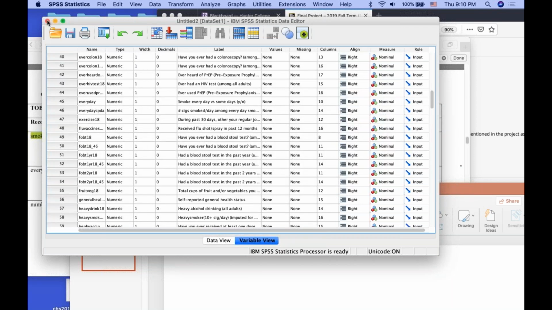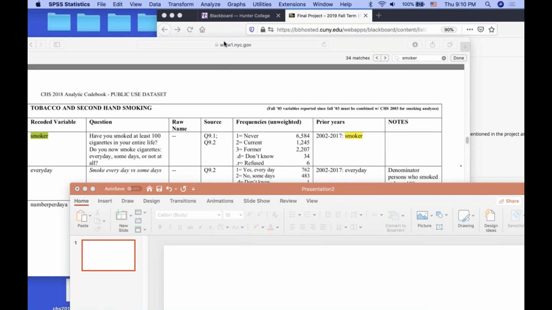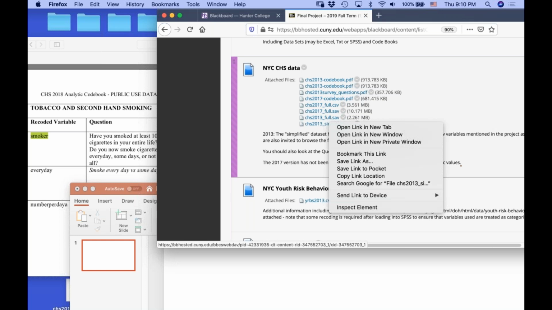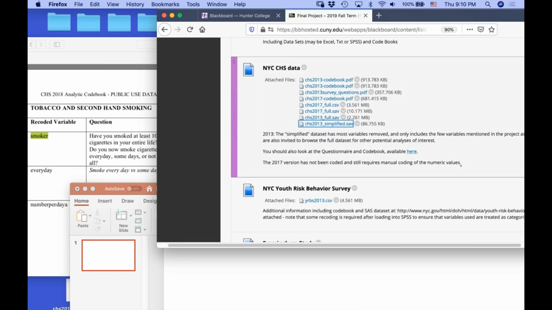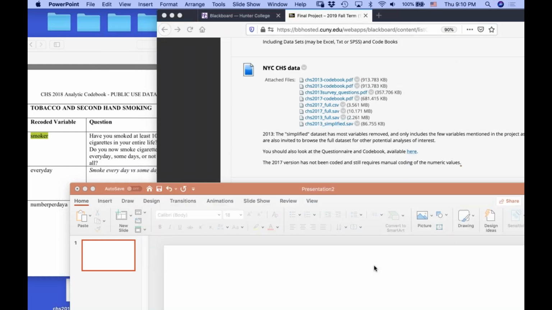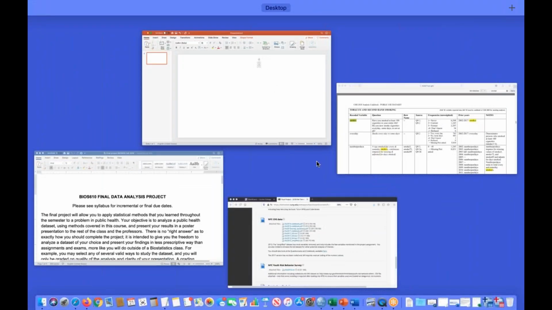As a matter of fact, one of the databases that I've given you here, I don't want to close it yet, says 2013 full and 2013 simplified. I'm going to click on that. I'm going to say save link as, and I'm going to save it on the desktop. Okay, and then I'm going to go back into SPSS.